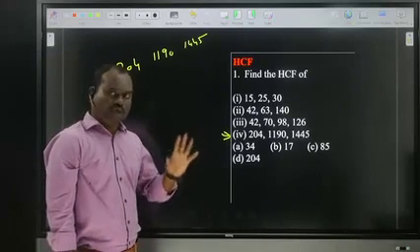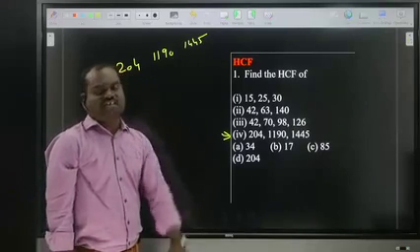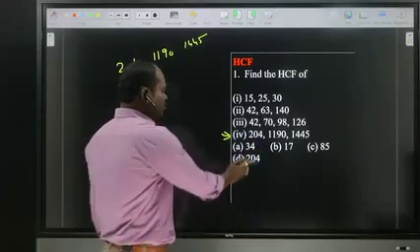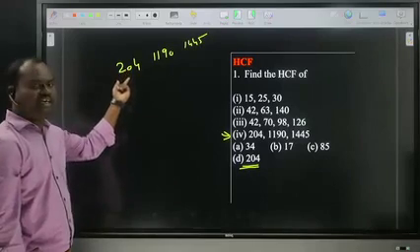First of all, in your options, see the highest number, because our intention is the highest number, HCF. So what is the highest number among the options? First of all, 204. Shall we check now? In the 204 table, 204 we'll clearly get.